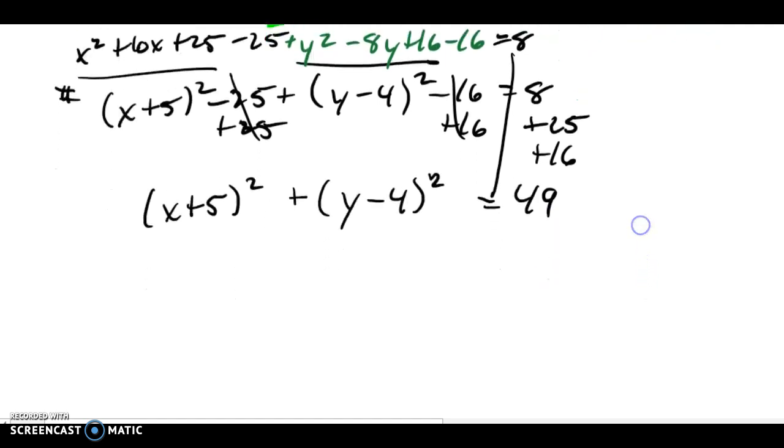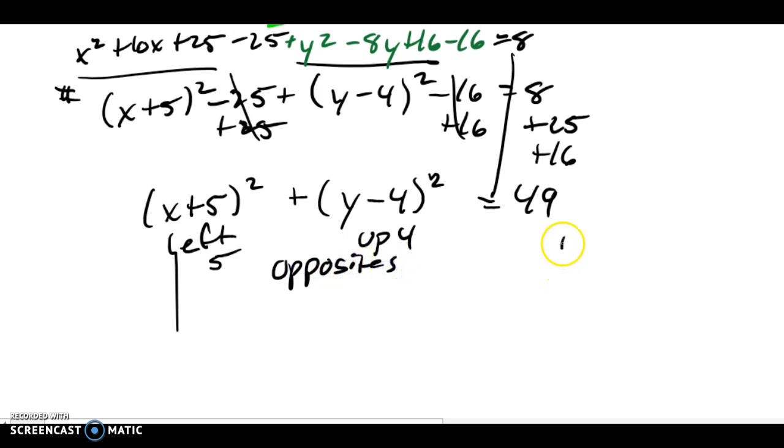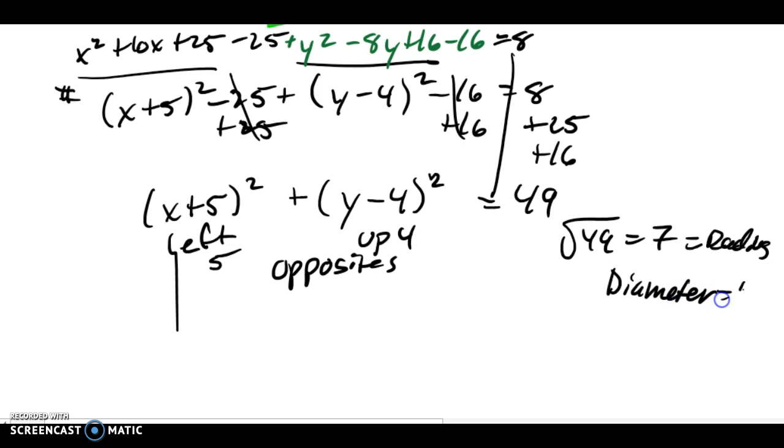Then we can graph this. So this is left 5, and this is up 4. Because remember, these are opposites, both of them now. And then the square root of 49 is 7. And that's the radius, which makes the diameter 14.